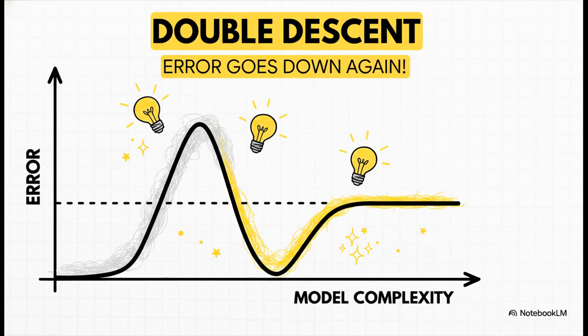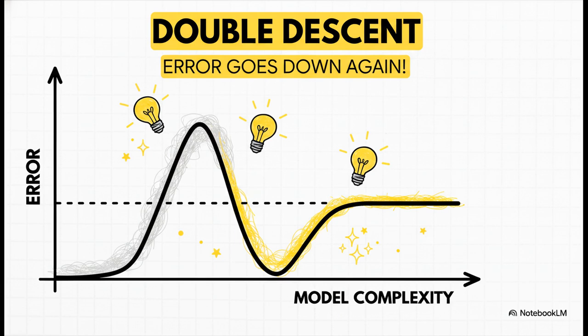And here is the big reveal, the plot twist. Researchers discovered something called the double descent phenomenon. They found that, yeah, the error curve goes down, and then it goes back up, just like the classic theory predicts. But if you just keep pushing, if you make the model even more absurdly complex, past that overfitting peak, the error can start to go down again. That U-shape was only the first half of the story.